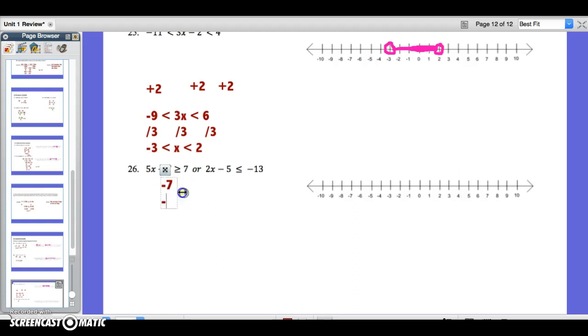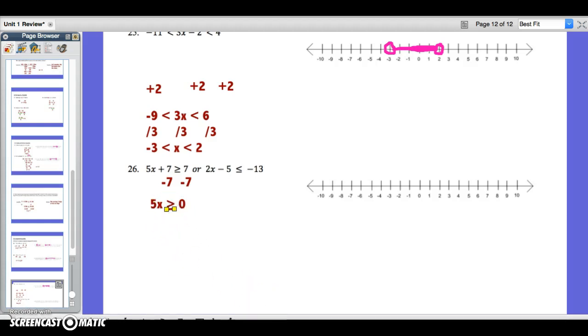subtracting 7 here. I'm going to be left with 5x is greater than or equal to 0. Let me put my equal to symbol in there.